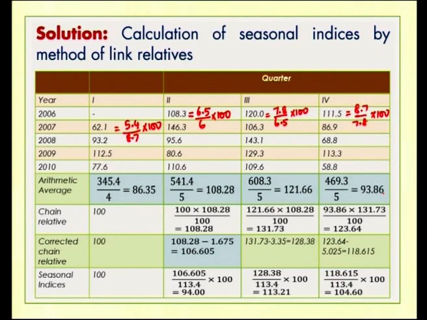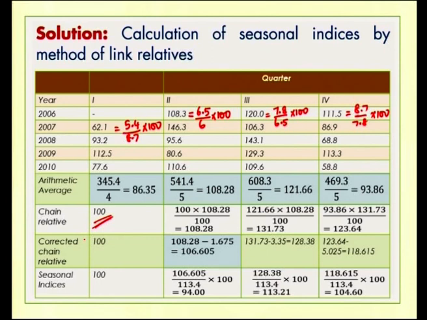Next, we are going to calculate the chain relative. For the chain relative, the first value is always fixed as 100, that is very important. Always fix it as 100. For the next relative, just put the arrow mark like this: the current value, the previous one, into its average divided by 100. So, 100 into 108.28 by 100 is 108.28 itself.